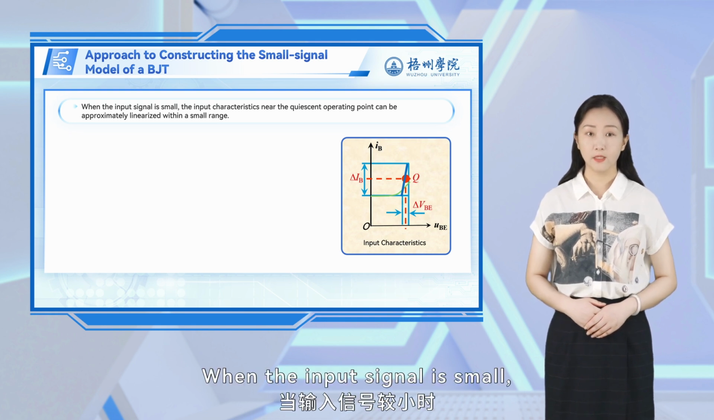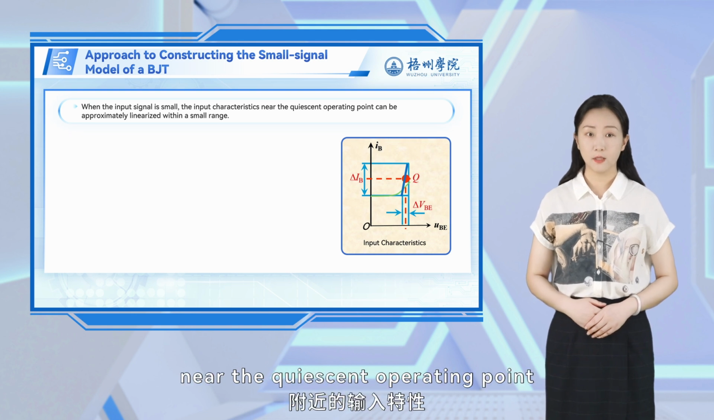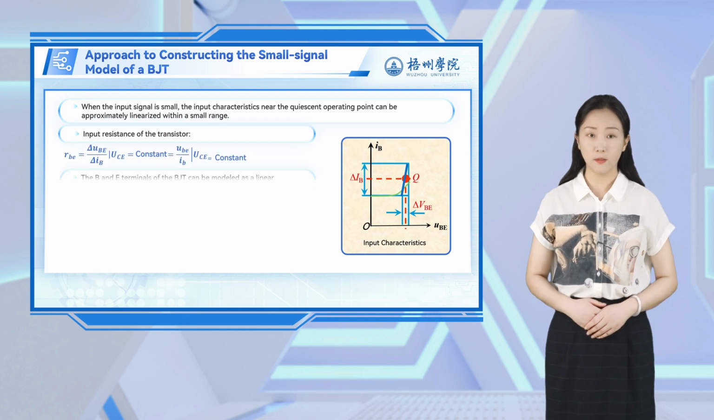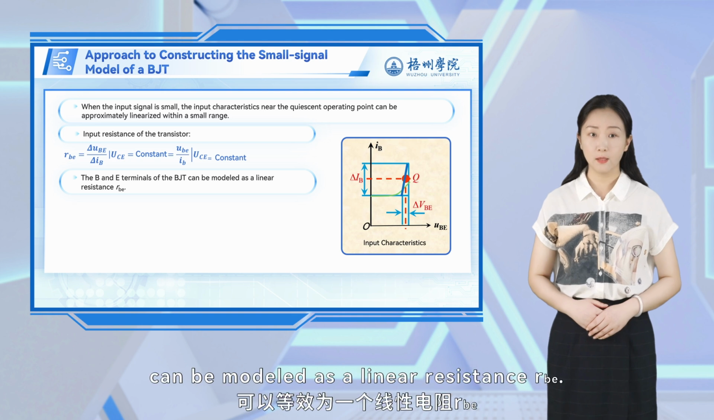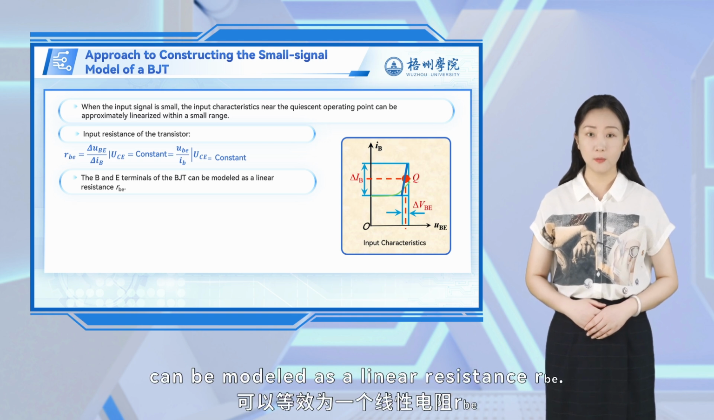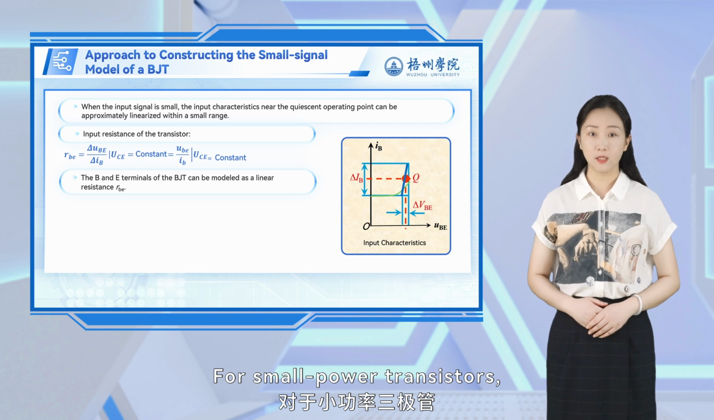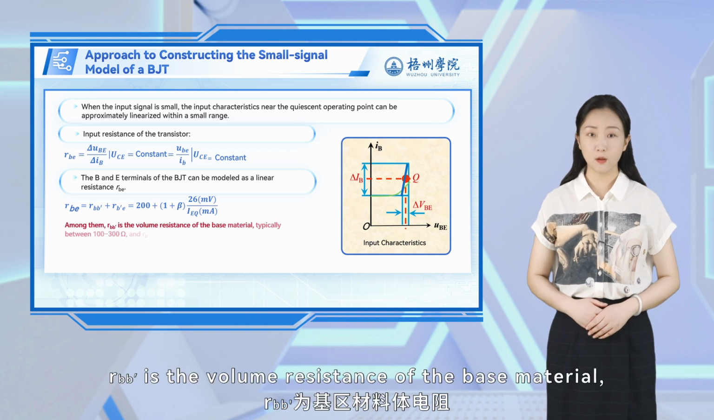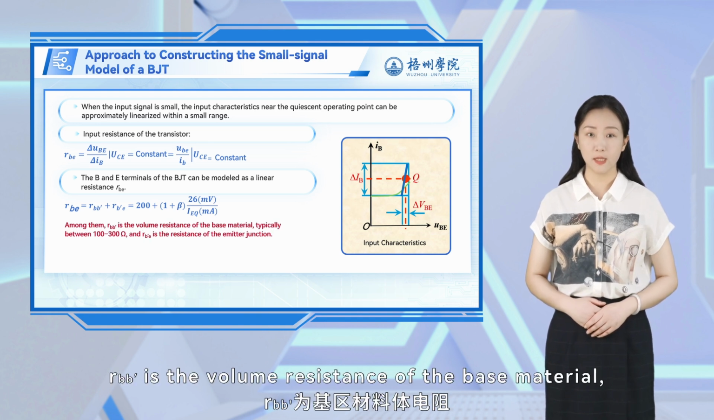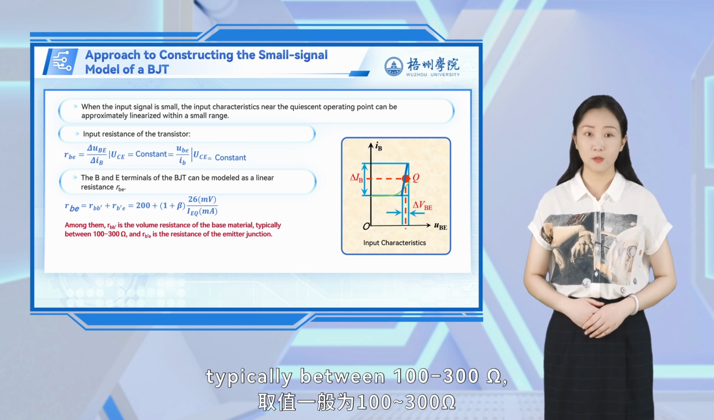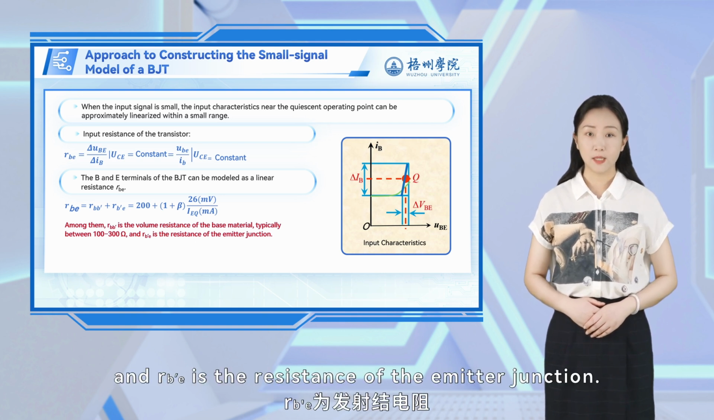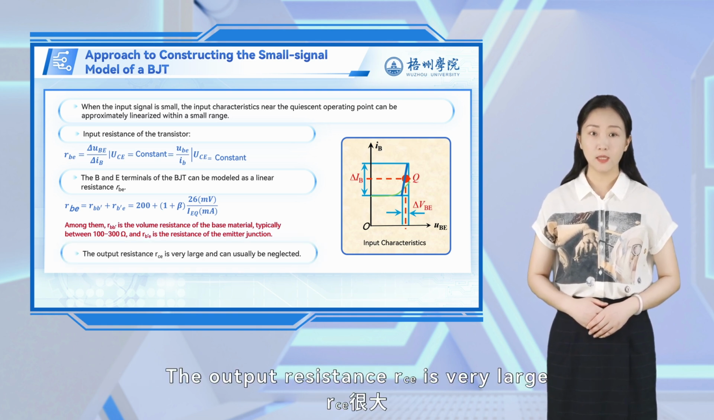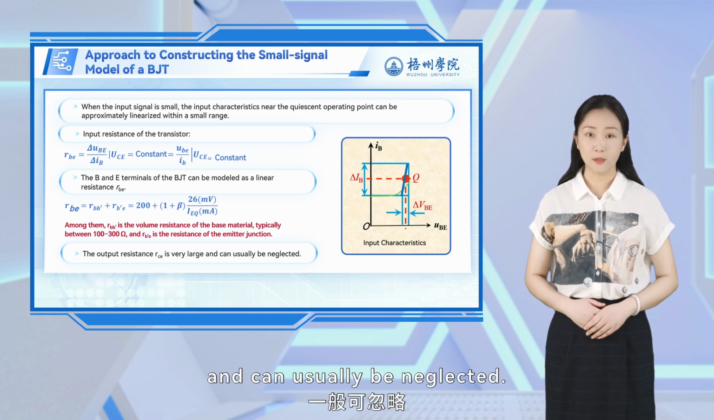When the input signal is small, the input characteristics near the quiescent operating point can be approximately linearized within a small range. The base emitter junction, B to E, can be modeled as a linear resistance RBE. For small power transistors, it can be approximated using the following formula. Among them, RBB prime is the volume resistance of the base material, typically between 100 to 300 ohms, and RBE prime is the resistance of the emitter junction. The output resistance RC is very large and can usually be neglected.